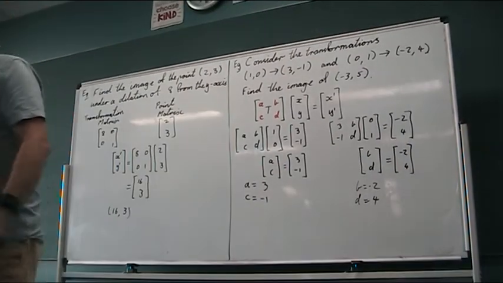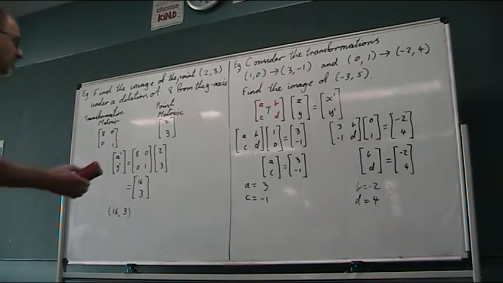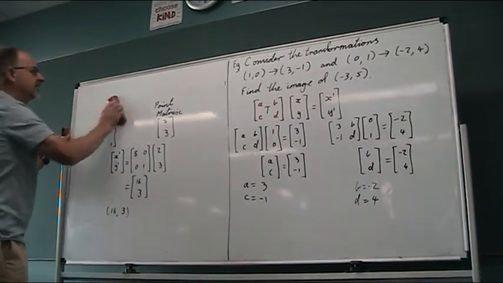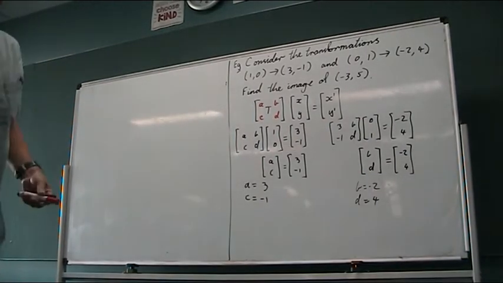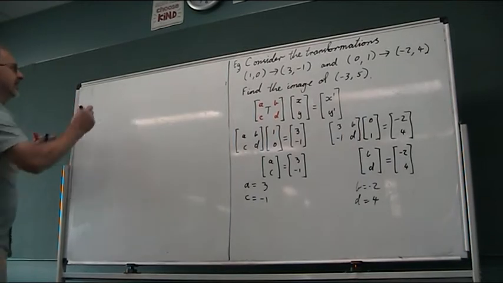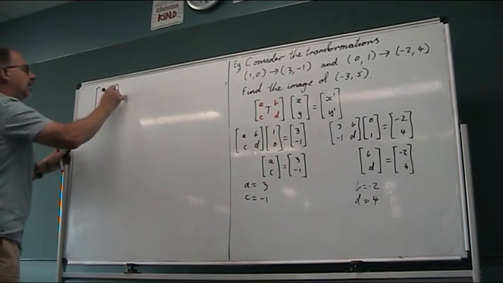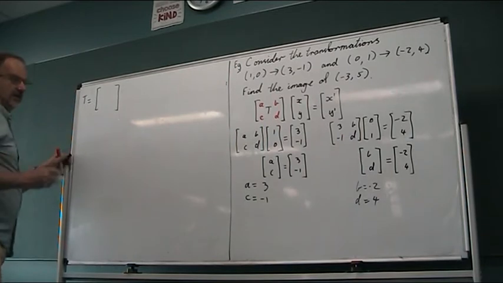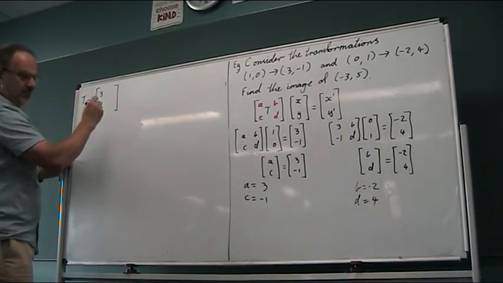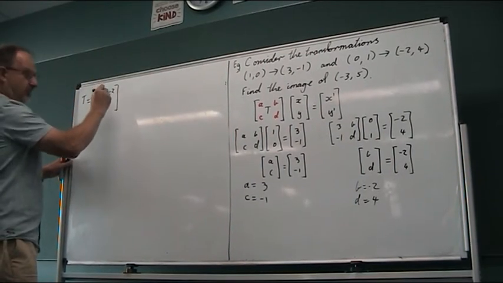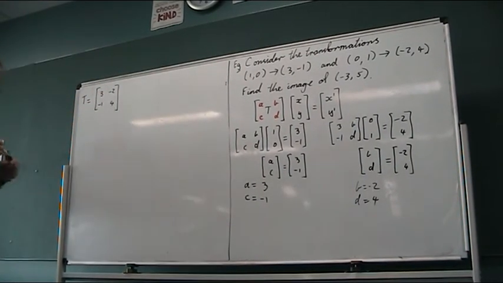All right, so when I put my transformation matrix together, this transformation is a little bit more complex than what we were looking at earlier. So we've got 3, -1, -2, 4. It's got all sorts of dilations and reflections and so on going on in this one.